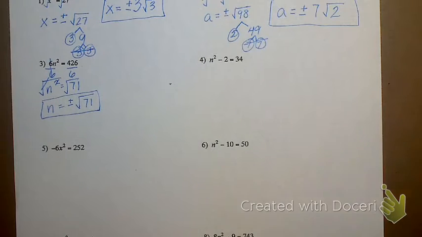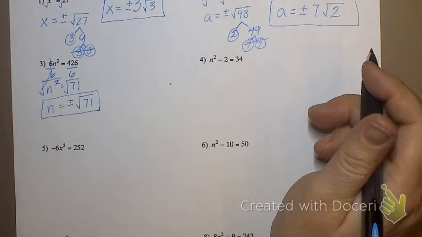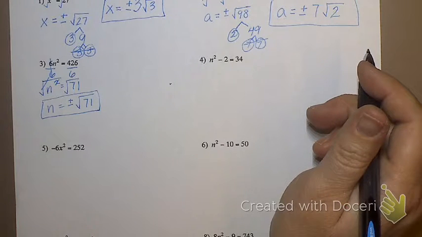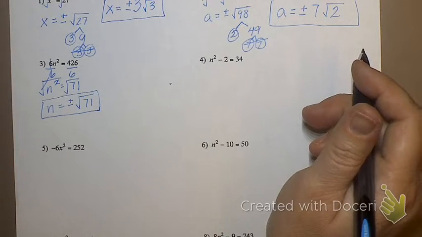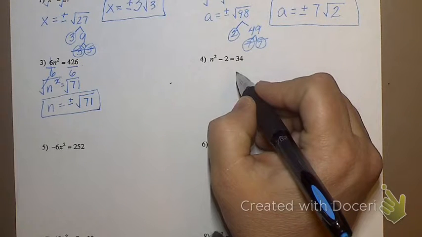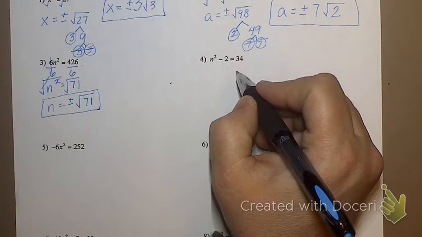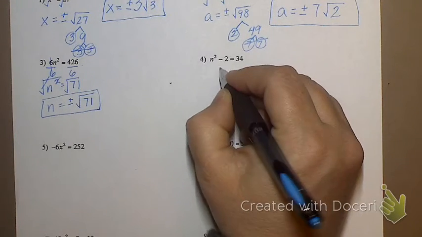Okay? The more fluent you get with these problems, the quicker they go. They really shouldn't take you all that long to do. All right, what do I do on number 4? I have to get n squared by itself, so what should I do? Add 2.